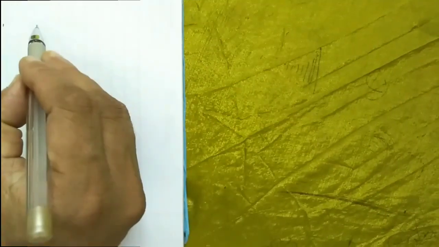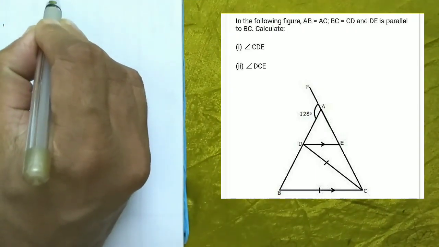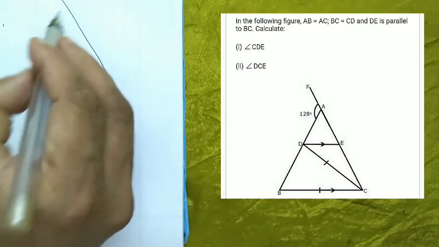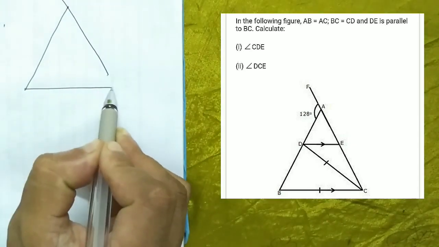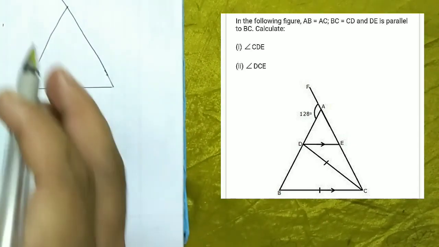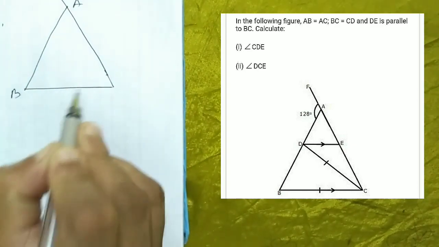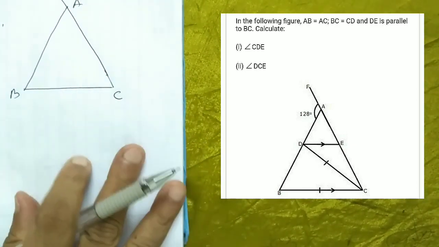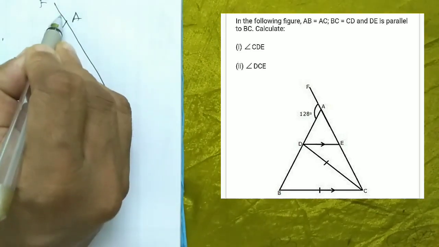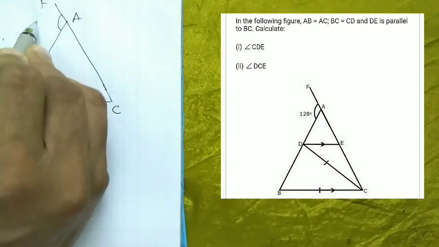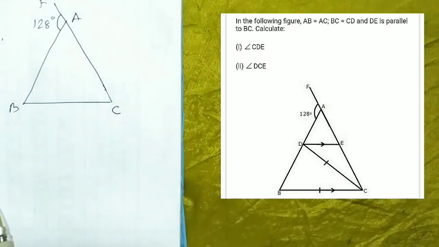Now if you are ready with this concept, then we can start our sums. For that, let us go to our maths copy. Let us draw the figure first. This is a triangle given, triangle ABC. This is the exterior angle given, which is 128 degrees. Now it is given that AB equal to AC.